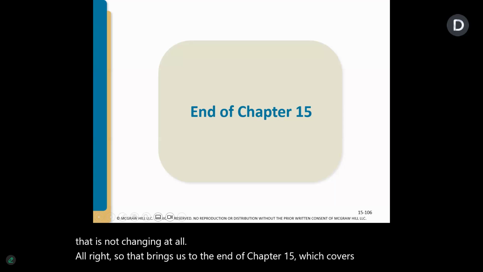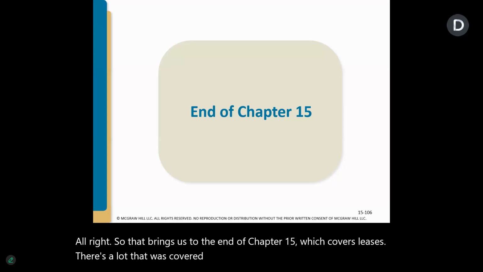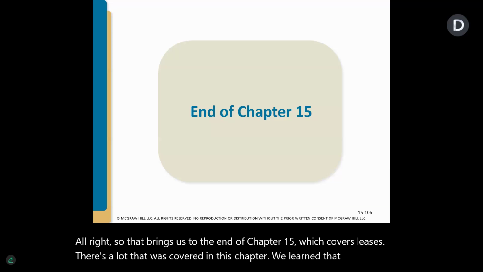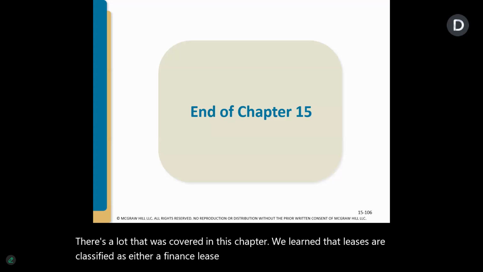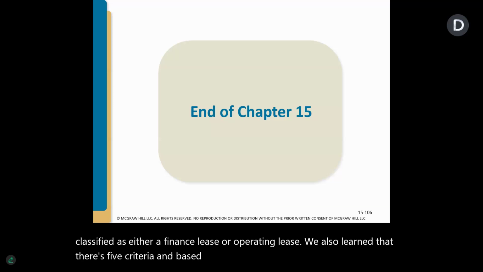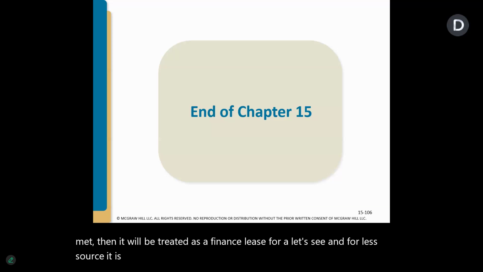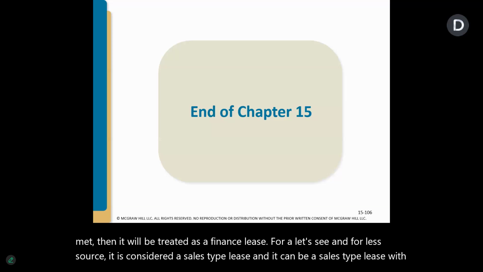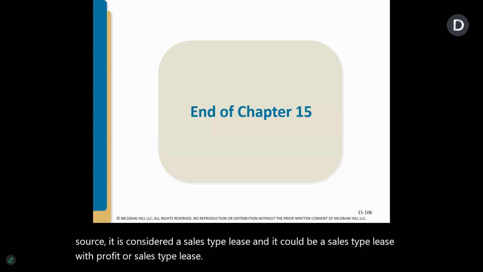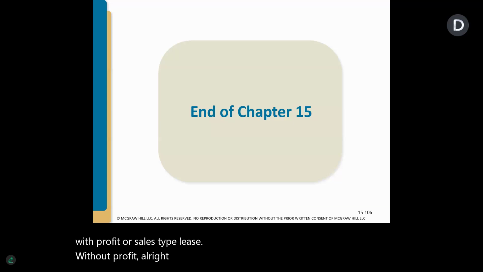All right, so that brings us to the end of chapter 15, which covers leases. There's a lot that was covered in this chapter. We learned that leases are classified as either a finance lease or an operating lease. We also learned that there's 5 criteria, and based on whether at least one of those criteria is met, then it will be treated as a finance lease for a lessee. And for lessors, it is considered a sales type lease, and it could be a sales type lease with profit or a sales type lease without profit. All right. So again, this brings us to the end of chapter 15, leases.